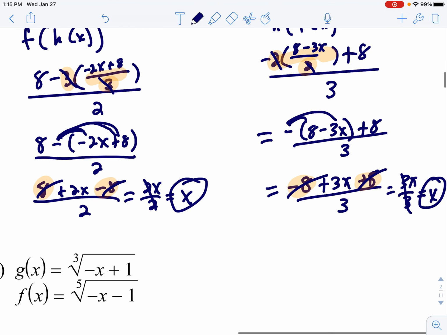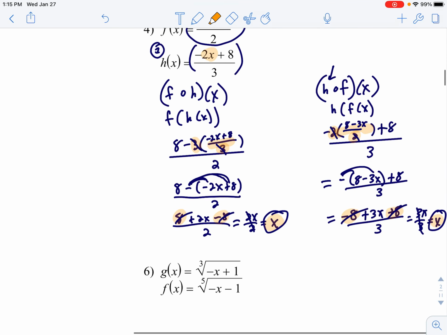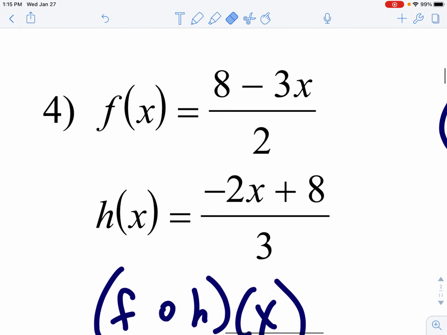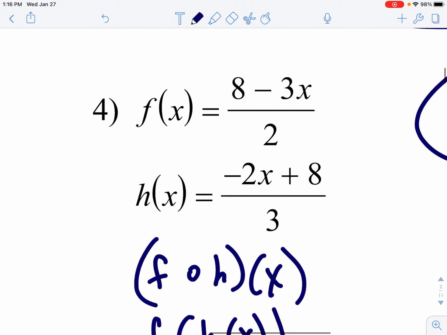The fact that I got equals x for both of these means that number 4 is a yes. These two functions are inverses of each other. And if you take the time and sort of process this through, maybe it's going to seem kind of obvious. In the first function, if you do order of operations, you're going to multiply by 3 first, then subtract it from 8, and then divide by 2 last. Here we're going to multiply by 2 first, and it's going to be negative instead of positive. And then we're going to add 8 instead of being subtracted from 8. And then instead of multiplying by 3, we're going to divide by 3. So everything in each function is sort of the flip-flop or the reverse of everything in the other function.